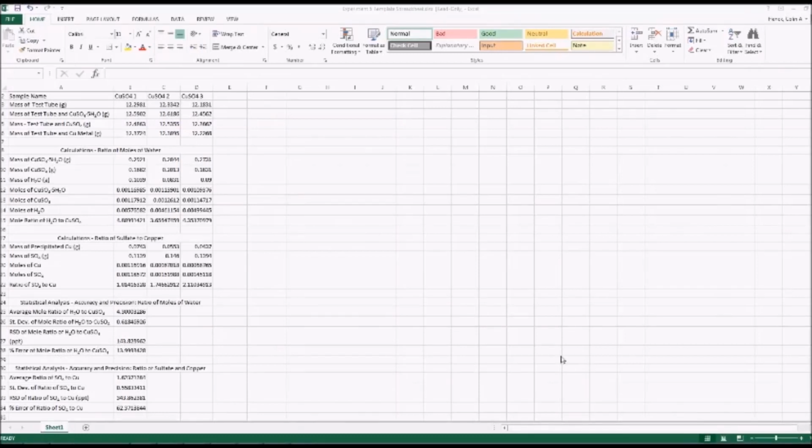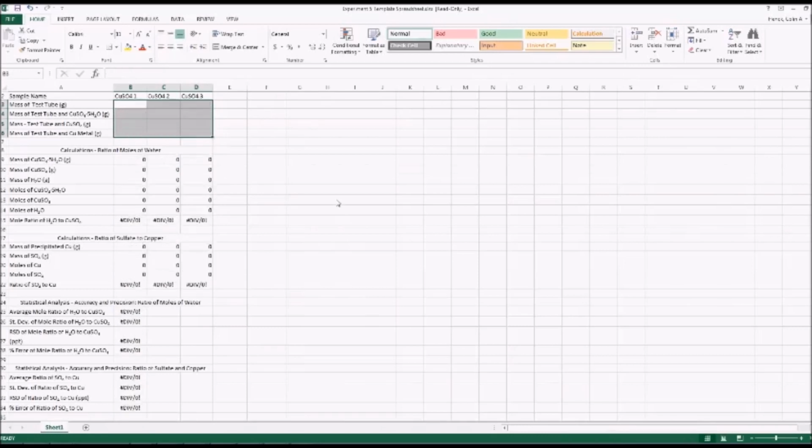Finally, I want to discuss setting up your Excel sheet before you come to lab. Notice that if I delete the experimental data here, all of these calculations are still programmed into Excel. When I type in the experimental data, it will calculate all of this for me before I even come to lab. The only thing that you don't have before lab is the actual experimental data.